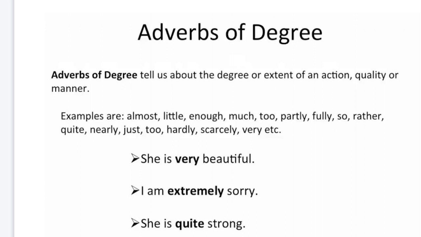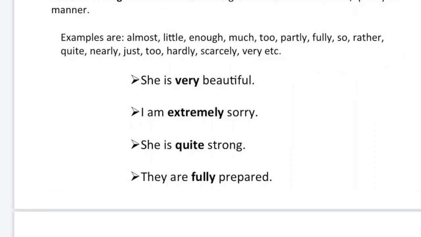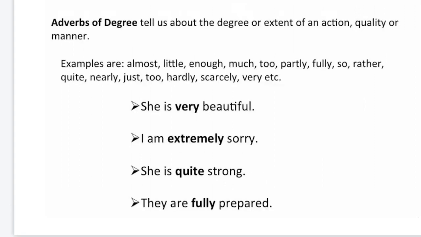For example, she is very beautiful. So very shows a degree. How beautiful? Very beautiful. So very becomes an adverb of degree. I am extremely sorry. So extremely is an adverb of degree. She is quite strong. Quite is an adverb of degree. They are fully prepared. Fully. So these all words show degree. Almost, little, much, too, partly, fully, rather, quite, nearly, etc.